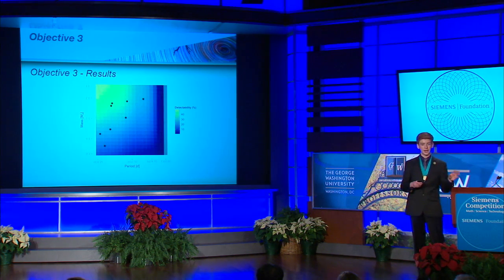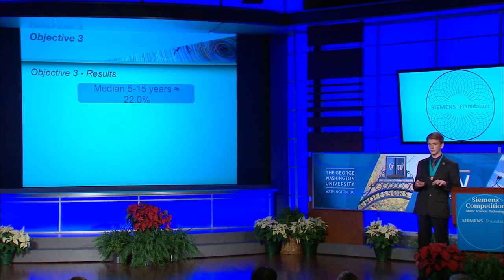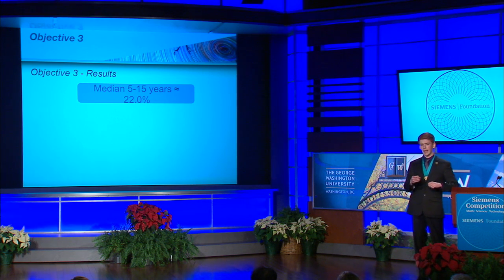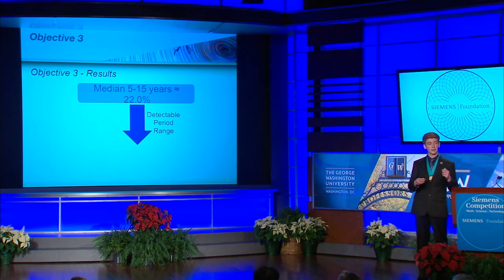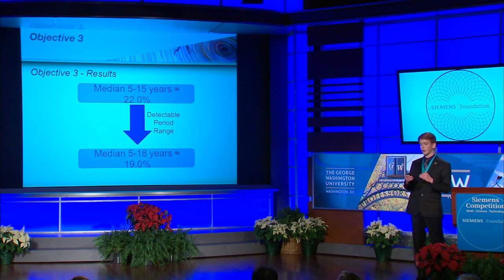This graph plots detectability averaged over circular orbits. As expected, as period increases and mass decreases, detectability goes towards 0. In addition, we found the median recovery rate for Jupiter analogs in the 5 to 15 year range to be 22%. However, if we increase this to the detectable period range of 18 years, the median drops down to 19%, indicating that longer period Jupiter analogs are currently not as detectable with Keck radial velocity data.